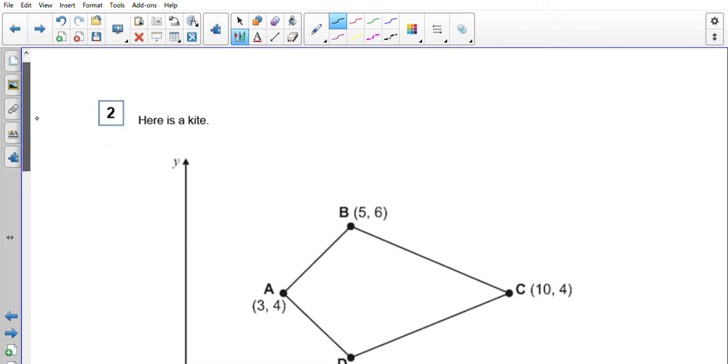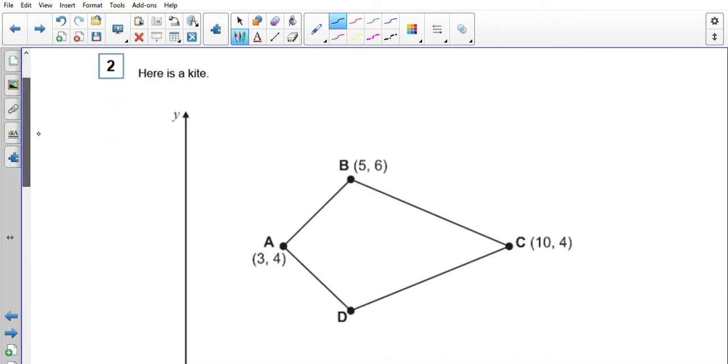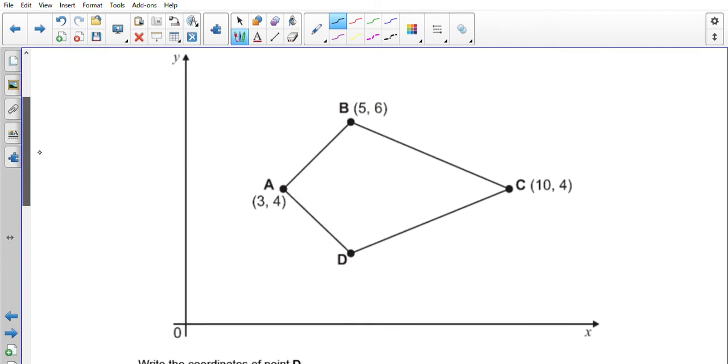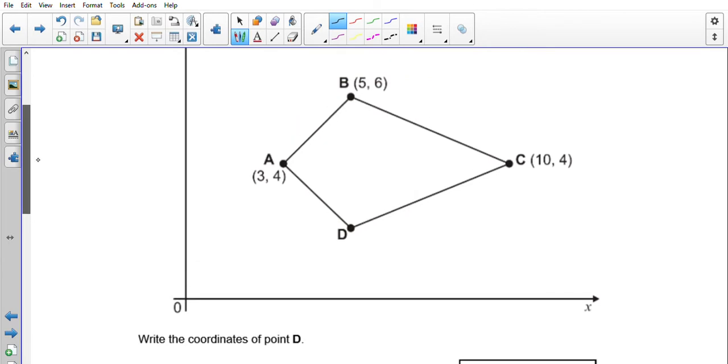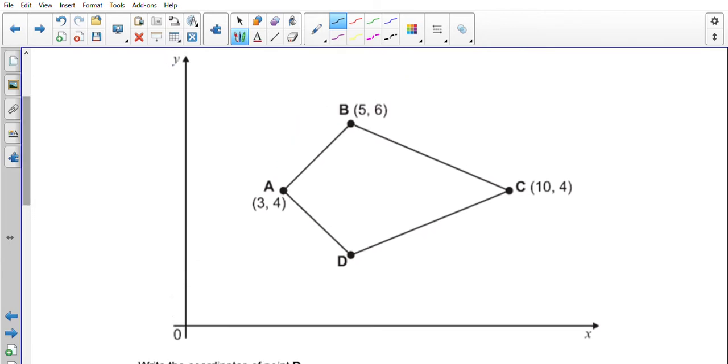Question number 2 talks about having a kite, and we're starting to use some coordinates here. We've got A, B, C and D, and we need to know the coordinates of point D. So we know in our axes we have our x-axis and we have our y-axis. The way that we write coordinates is the first number that you write is your x, and the second number that you write is your y.